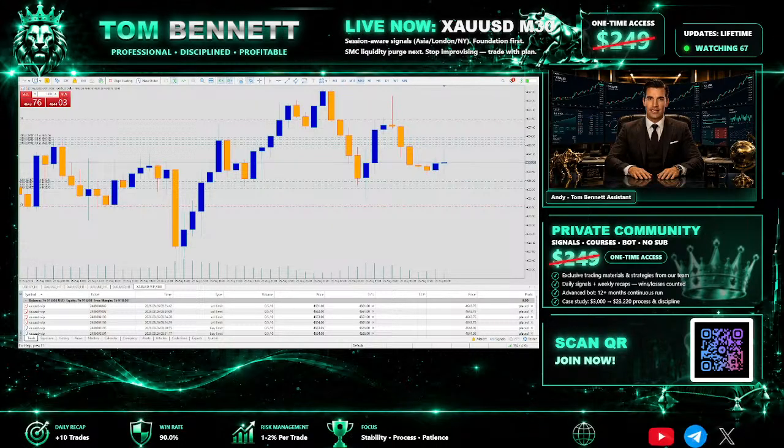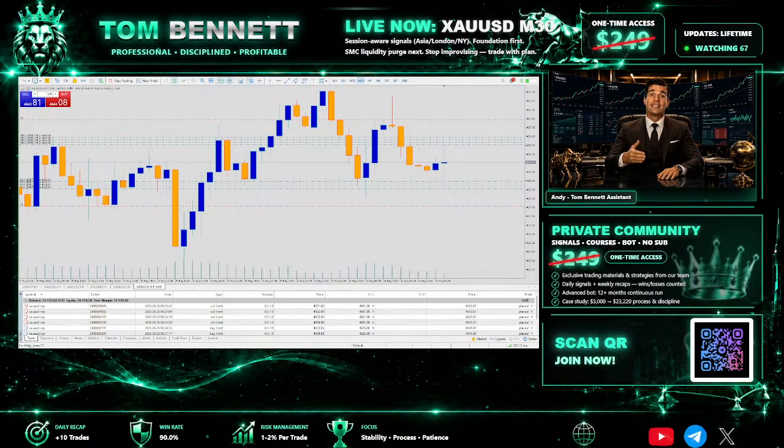The seventh filter is risk to reward. Even if the setup looks good, the trade must make sense mathematically. If your stop loss is too wide and your target is too close, the trade may not be worth taking. If price is already near the next major obstacle, your profit potential may be limited. If you enter late after the move has already expanded, your risk to reward becomes weaker.